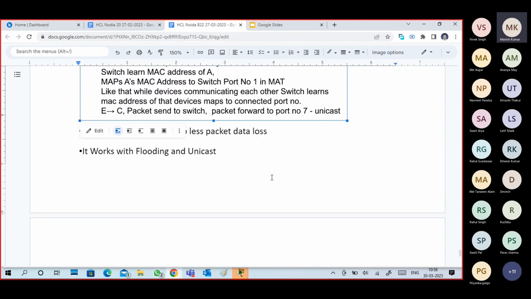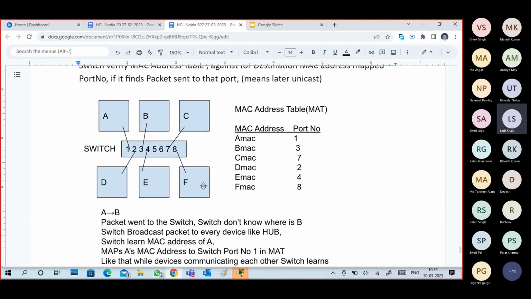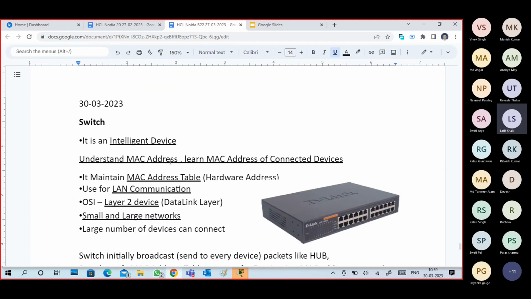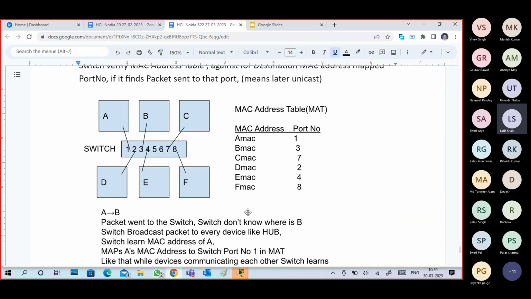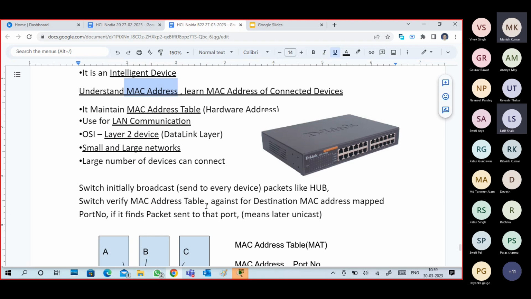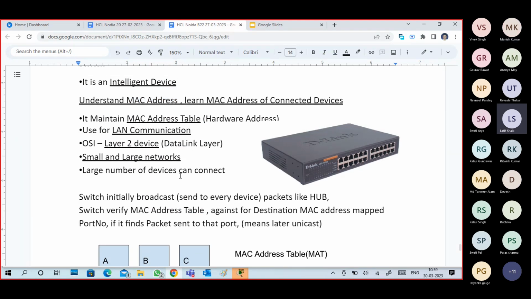Sir, what is meant by intelligent devices? Intelligent device means the switch has its own processor, RAM, and storage, and it also understands this mechanism: MAC addresses, connected devices, creating the MAC address table, and the unicast mechanism. It means it contains some program or process. Also, there are manageable switches.